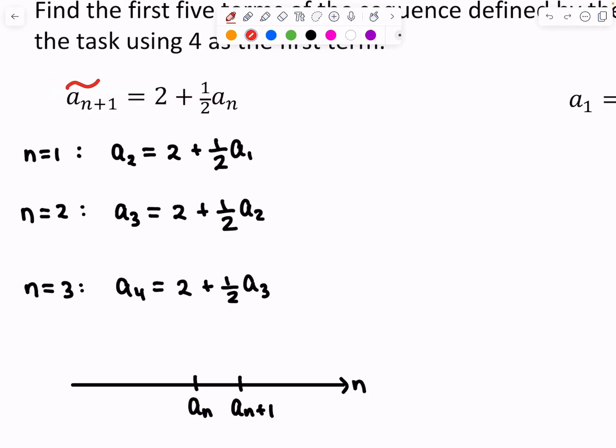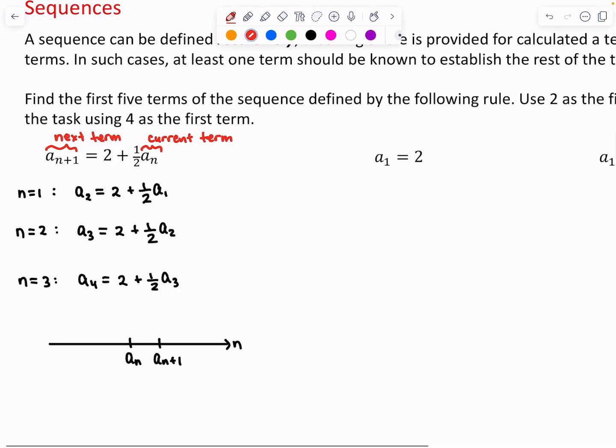So in words, you can think of this as the next term, and a sub n relative to a sub n plus 1 would be the current term. Let's see what we get if we assume that the first term of the sequence was 2. Well, a sub 2 is equal to 2 plus 1/2 of a sub 1. And now we substitute this 2 into the a sub 1 position. So we get a sub 2 is going to be equal to 2 plus half of 2, or 2 plus 1, and we get 3.